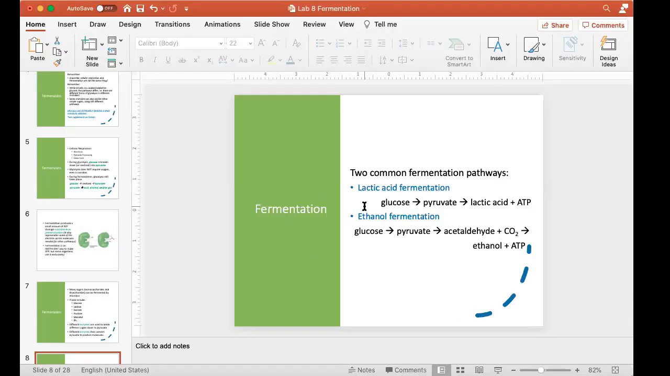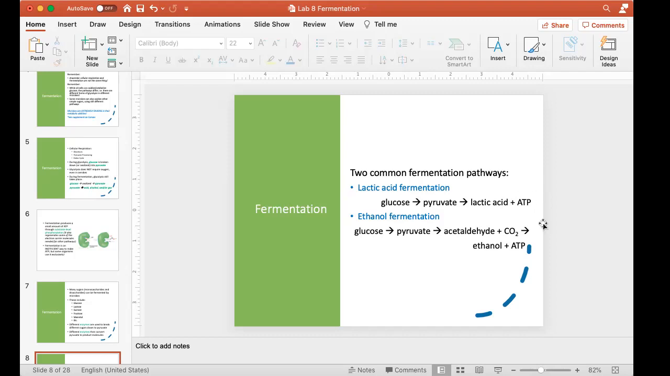The two most common fermentation pathways are listed on this slide. In other words, the two fermentation pathways that can be done by the most number of microbes are the lactic acid fermentation pathway and the ethanol fermentation pathway. Remember, you and I can also do lactic acid fermentation in our cells. The lactic acid pathway involves the production of this molecule called lactic acid or lactate.